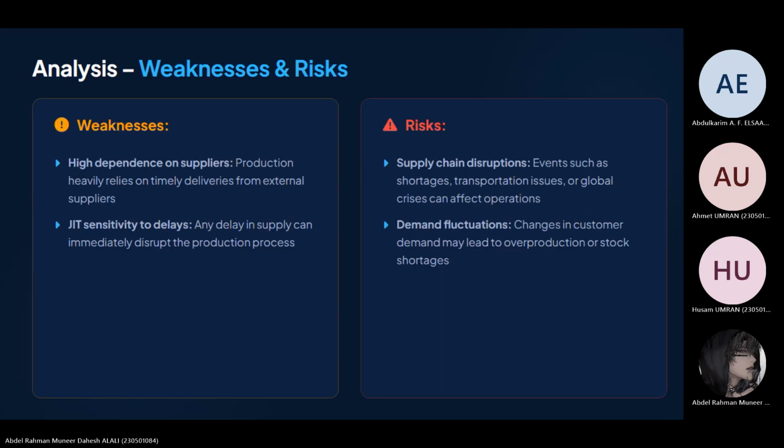Weaknesses. On this slide, I'm discussing the main weaknesses and risks of Ford's operation. Starting with the weaknesses, one key weakness is the high dependence on suppliers. Ford relies heavily on external suppliers, so any delays or issues from them can directly affect the production process. Another weakness is that it's sensitive to just-in-time system delays. Since Ford always keeps very low inventory, even a small delay in material delivery can quickly disturb the production.